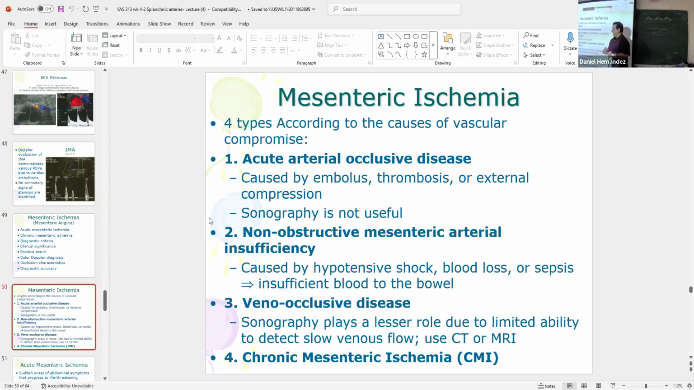This is caused by an embolus, some sort of arterial thrombus embolizing and getting caught in these vessels. It could potentially also be caused by external compression of those vessels by something, maybe a large lymph node, such as the aortic or para-aortic lymph nodes. Maybe there's some sort of major infection going on, and lymph nodes become very large and start compressing the vessel. Or a mass or tumor, maybe. So with this acute occlusive disease, sonography is not going to be useful. We don't really have time to do that whole process.